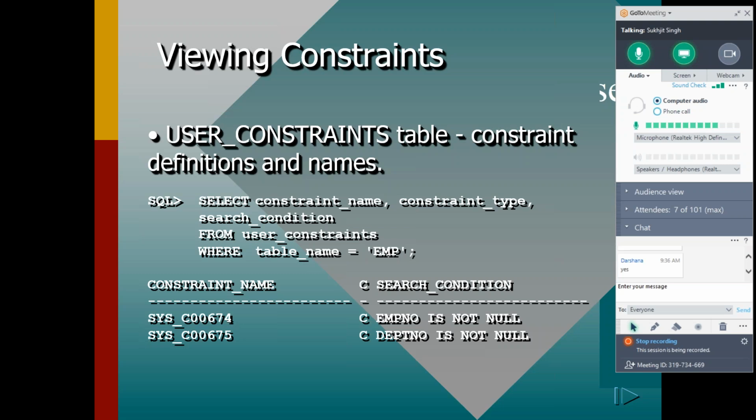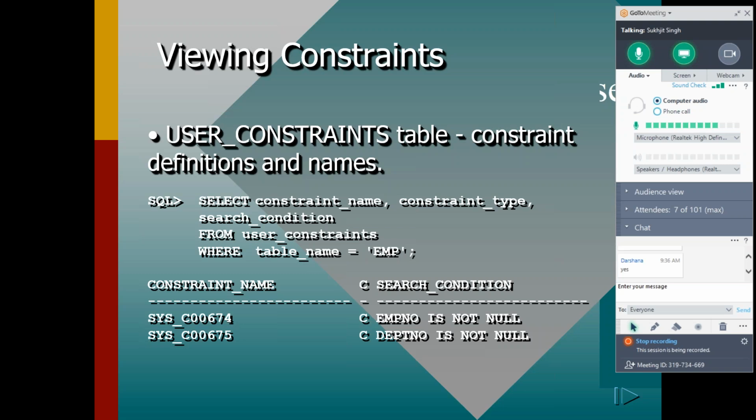We also have the ability to view constraints using the user constraints dictionary. So all the constraints that are created for user tables are in that data dictionary. You can view the constraint type, the constraint values, formulas, if it's enabled, disabled, etc.